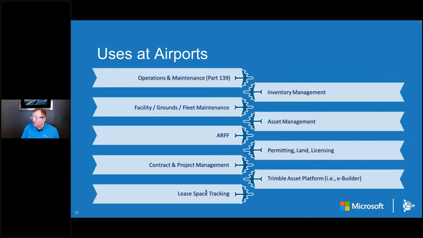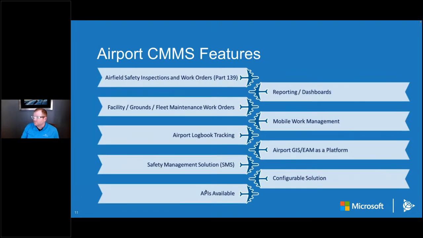Okay, so now I think we're good. All right, so next are some of the features that we're looking at. As we go through Cityworks and I give you this demo today, some things to keep in mind. Some of the features in here, obviously the safety inspections and work orders, the 139. We talked about the fleet, the landside work orders, airport logbook tracking I'm going to show you today as well.